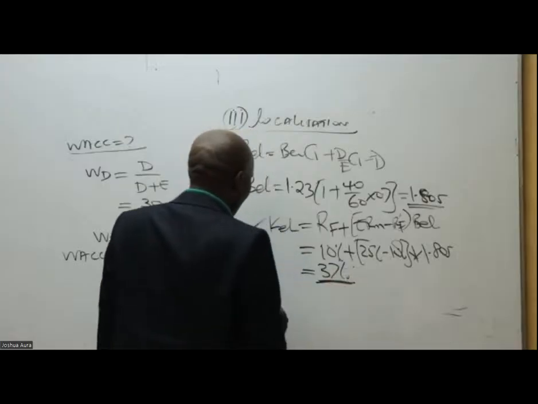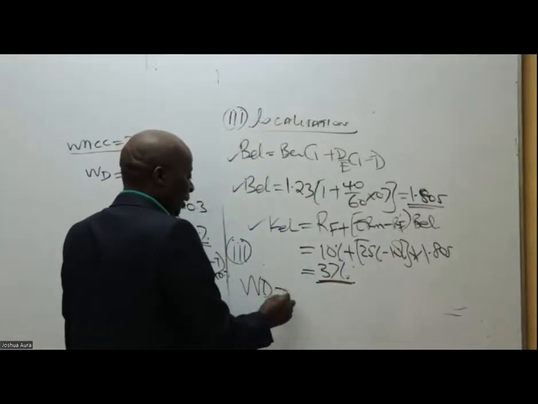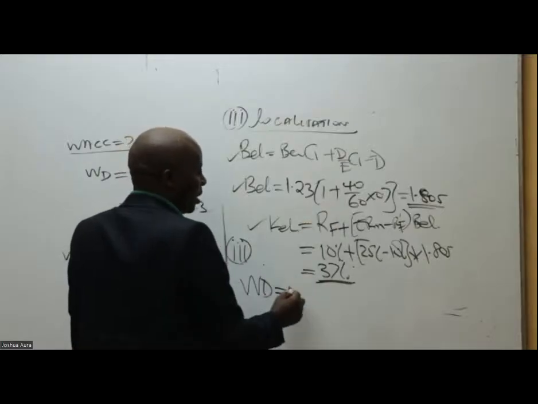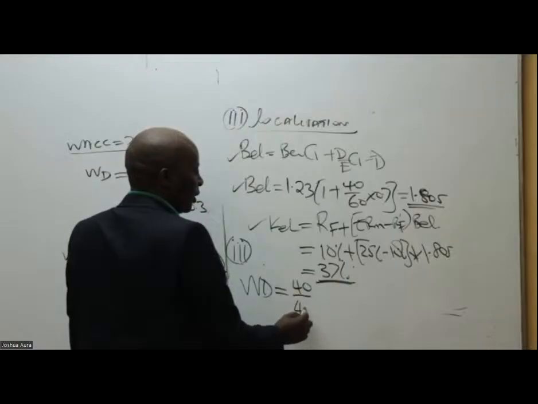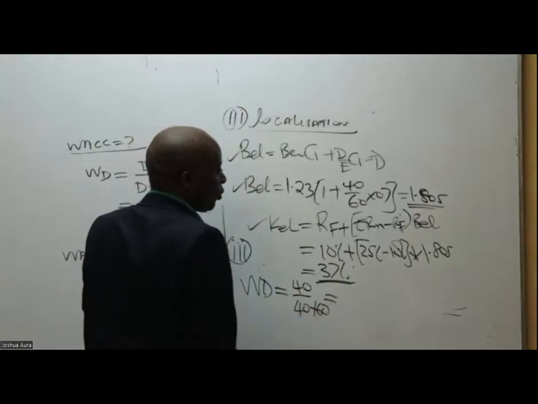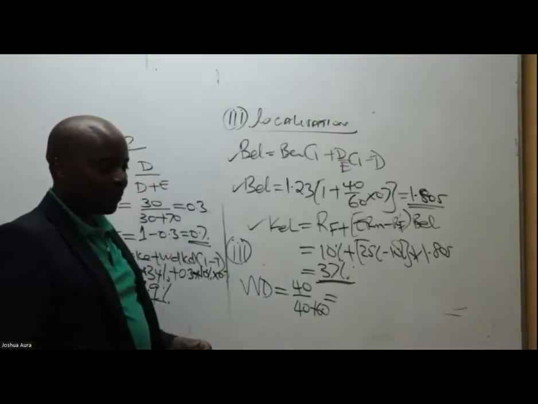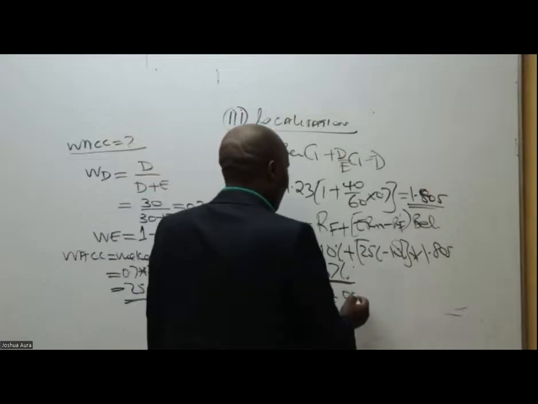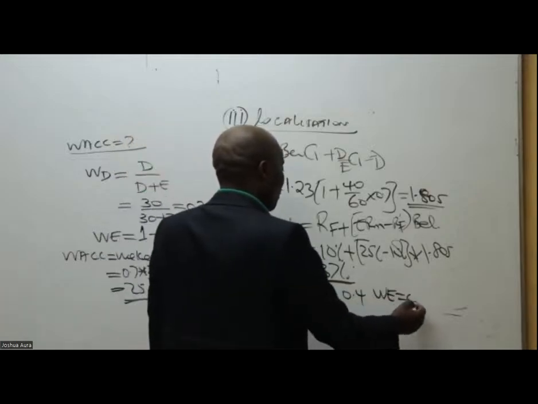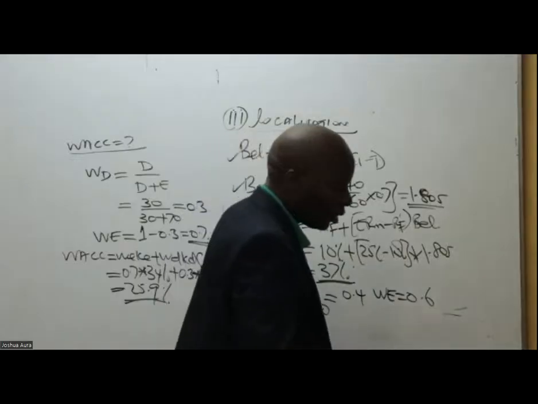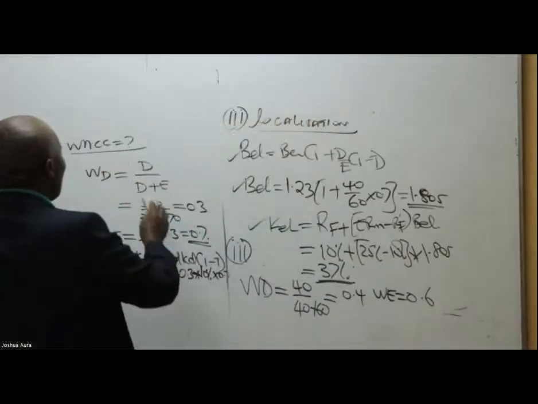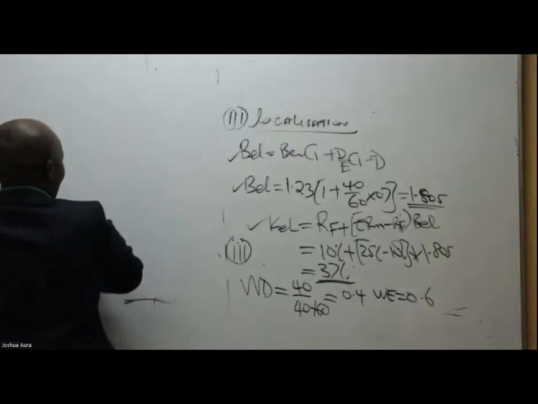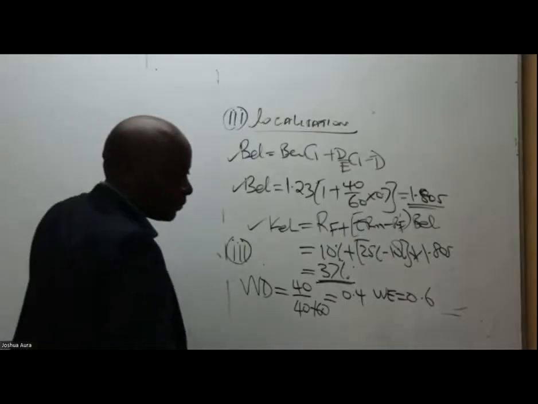37%. And then, ladies and gentlemen, go ahead and give us WD, weight of debt. So weight of debt, this is 40 over 40 plus 60. So weight of debt will be equal to what here, somebody? The weight of debt, because it's 0.4. Thank you very much. And if debt is 0.4, then weight of equity will be 0.6.